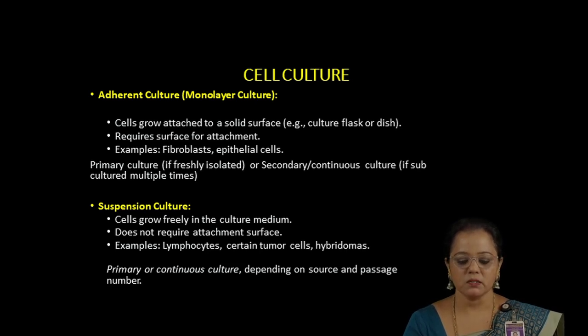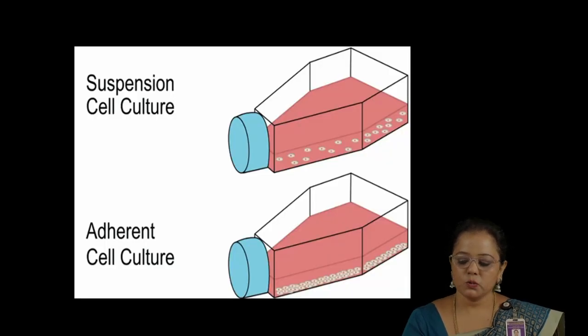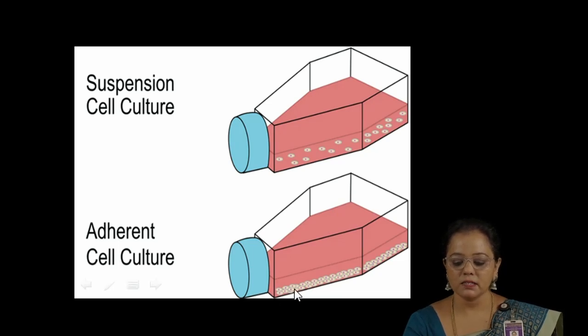Next is suspension culture. Here the cells grow freely in the culture medium. It doesn't require any attachment surface. Examples: lymphocytes, certain tumor cells and hybridoma cells are cultured by means of suspension culture. Here also primary culture is possible and continuous culture is also possible. So here you can see this is the suspension culture and it freely floats on the medium. And this is the adherent culture, so it is attached to the surface. Mostly the culture flask will be coated with fibronectin, so the adherent culture gets attached to the surface of the flask.